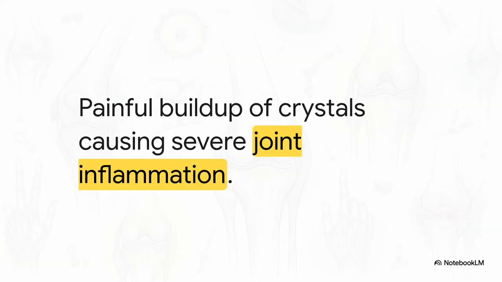Another totally fascinating and, let's be honest, agonizing failure mode is gout. So gout happens when you have an abnormally high level of uric acid in your blood, which is just a normal waste product from cell breakdown. But if your body can't flush it out properly, that acid literally crystallizes inside the joint's biological casing.